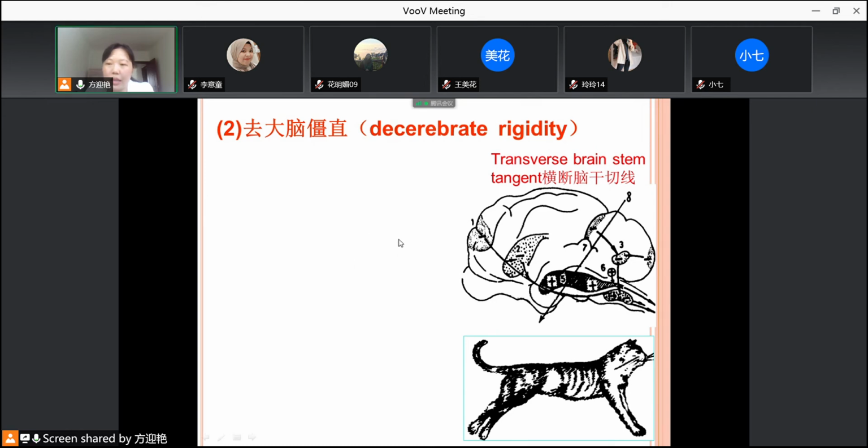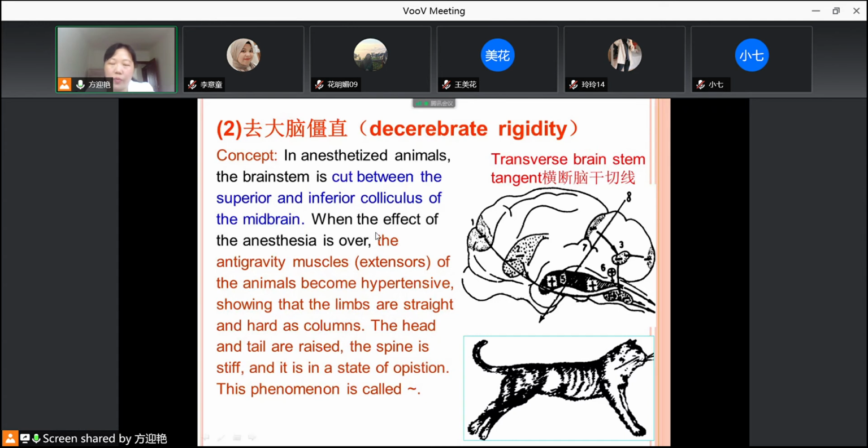This is the concept. I hope you understand that. We do animal experiments, and I hope you know that. Because animal experiments also cause damage, hurt, and some pain may happen to the animals.